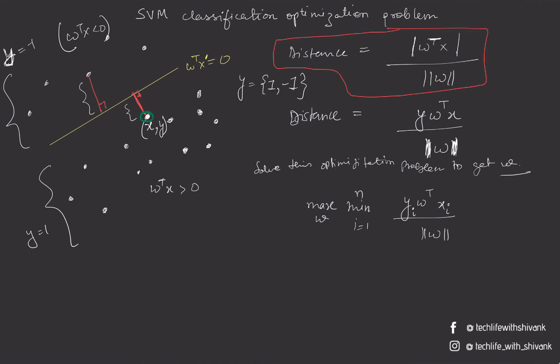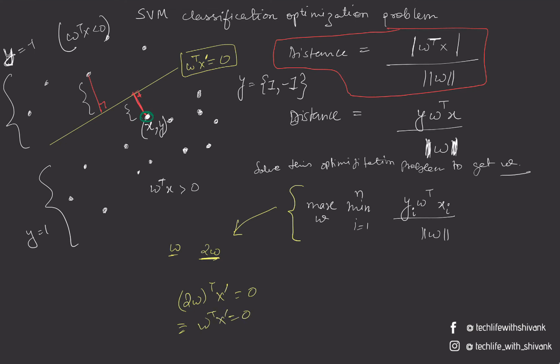Now the interesting thing to note here is that, let's say we find a solution to this optimization problem, and that solution is vector W. If we multiply this with 2, we'll get another solution, because the hyperplane 2W transpose X dash is equal to 0 is the same as W transpose X dash is equal to 0.